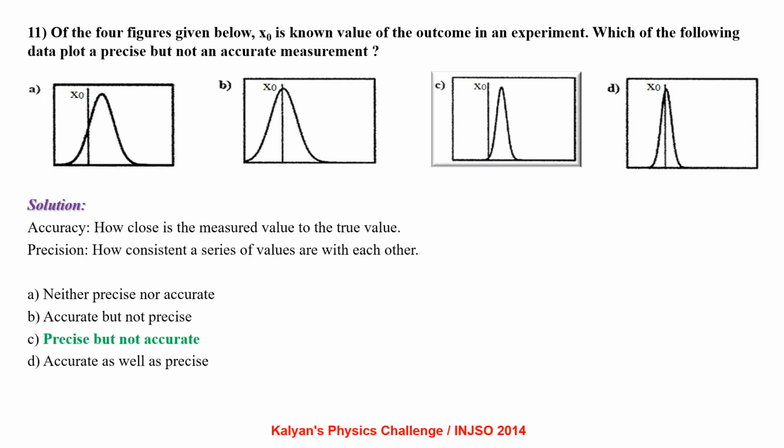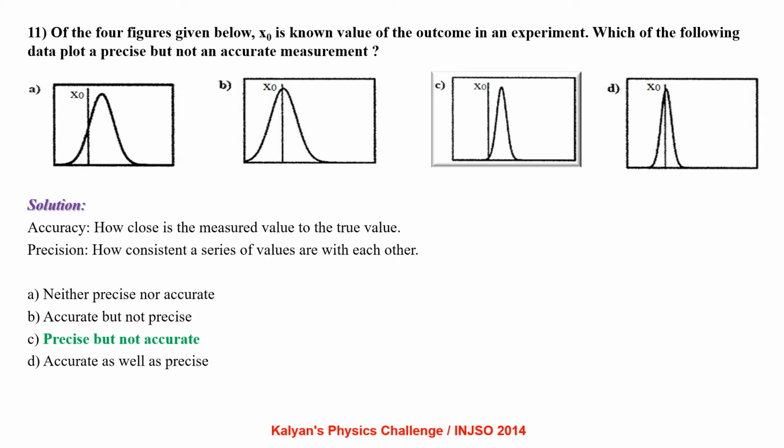Of the four figures given below, x0 is the known value of the outcome in an experiment. Which of the following data plots a precise but not accurate measurement? Accuracy is determined by how close the measured value is to the true value. Precision is determined by how consistent a series of values are with each other.